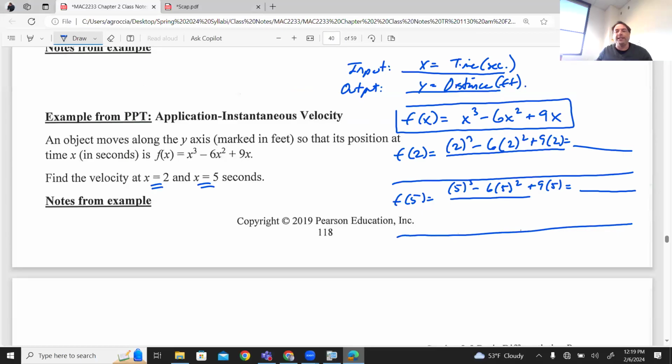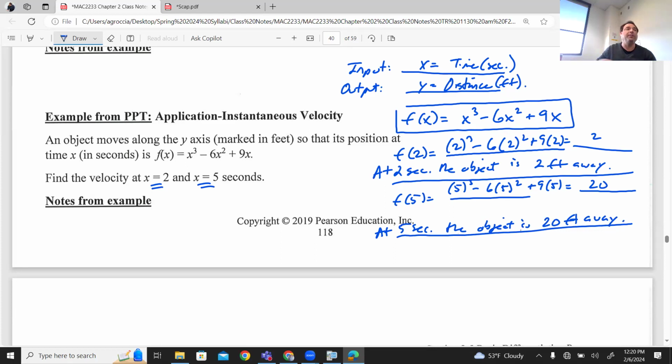Okay, so you get 2 and you get 20, but that doesn't mean you understand anything. So that's where the sentence comes in. At 2 seconds, the object, what? Yeah, is 2 feet away or has traveled 2 feet, however you want to talk about it. Then at 5 seconds, the object is 20 feet away. And again, if you left it blank, waiting for me to write it so you can copy it, that's a red flag.